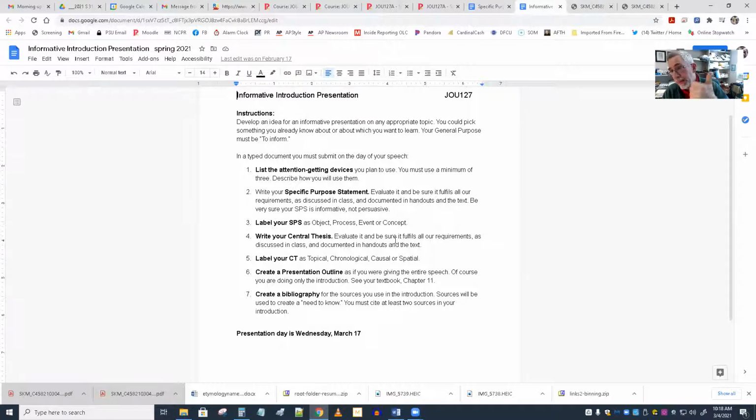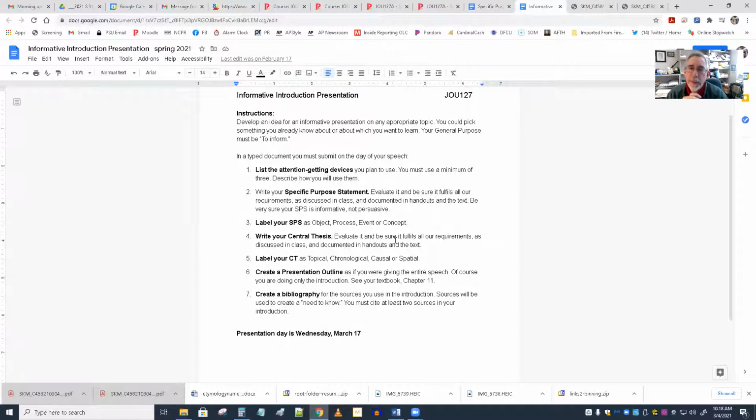You keep the SPS, the CT, the main ideas. It's okay to leave them there. You don't actually have to have them there for this assignment. You're going to have them in a different way, but it's okay to leave them as they're originally, right? And labeling and setting the organizational pattern, you have to do that too. You see that's all here.